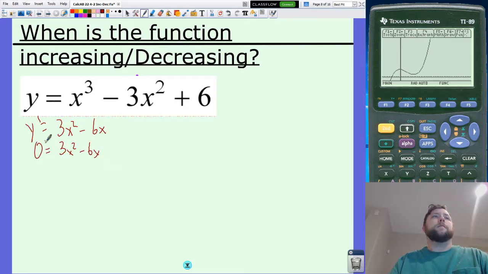So your first step, okay, so you can kind of see it's doing this shape. So you might even be able to say, okay, it's increasing here, and then it's decreasing, then it's increasing. All right, let's figure out what those points are.